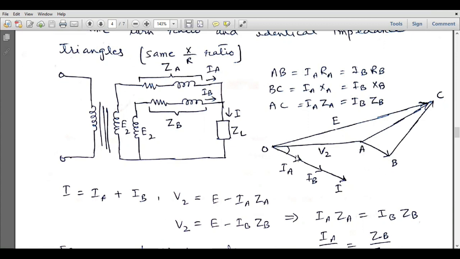Now this is IA. IA will definitely be lagging behind the voltage V2. So this is the transformer current IA. This is the current IB flowing through transformer B. The important thing to remember here is that the phases of these two currents will be the same. Their magnitudes can be different, but the phases will be the same because the X over R ratio of these two transformers is the same, so both are operating at the same power factor.